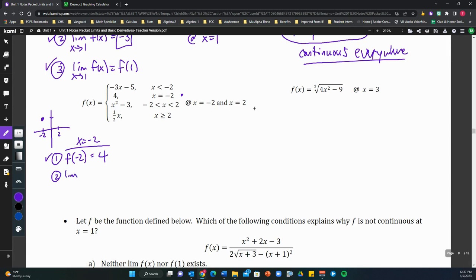For the second condition, this is an example of where I can't just say that direct substitution would have given me the same answer as the first condition, because we know that's not necessarily the case here. These are pieces, so we need to make sure that the pieces on the left and right of x equals -2 line up and that the limit exists. To answer this, we actually need to check one-sided limits. So we're going to check the left side of -2 and then check the right side of -2.